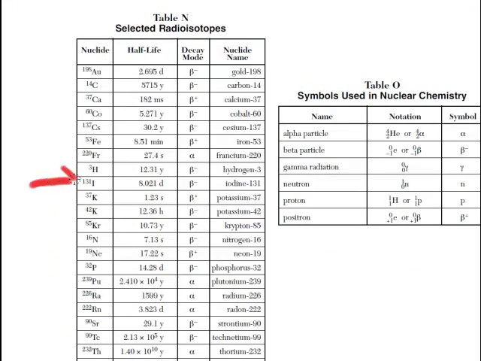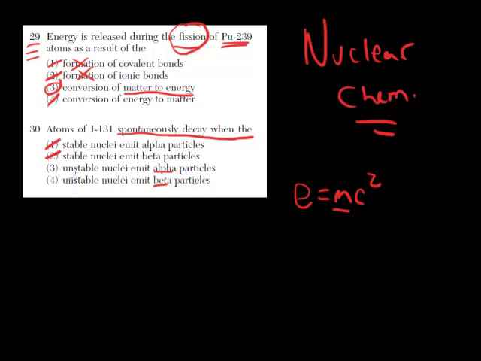There it is right there. And iodine will decay by this particle, a B- particle, which if you look over at this chart on your right, B- stands for beta particle. So let's go back to the test now and select unstable nuclei will emit beta particles. Answer number 4. That completes part A of your exam.